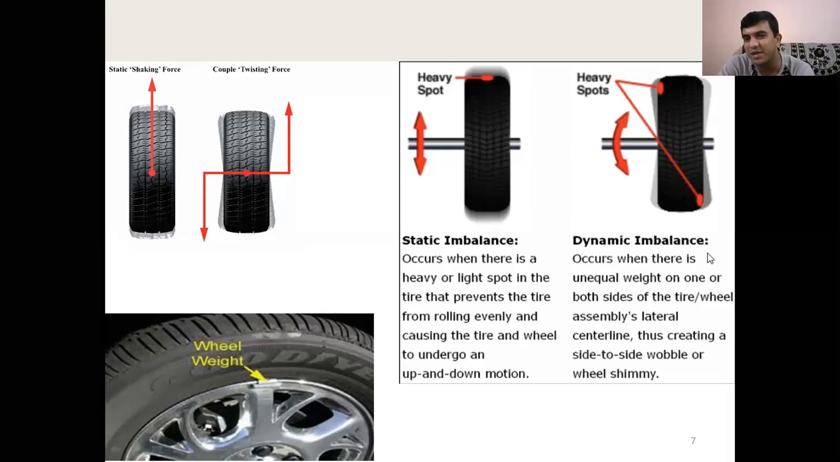Dynamic imbalance occurs when there is an unequal weight on one or both sides of the tire or wheel assembly laterally from the central line, thus creating a side to side wobble or wheel shimmy, right? Wheel shimmy means that the tire slightly undergoes twisting. That is called a dynamic imbalance.